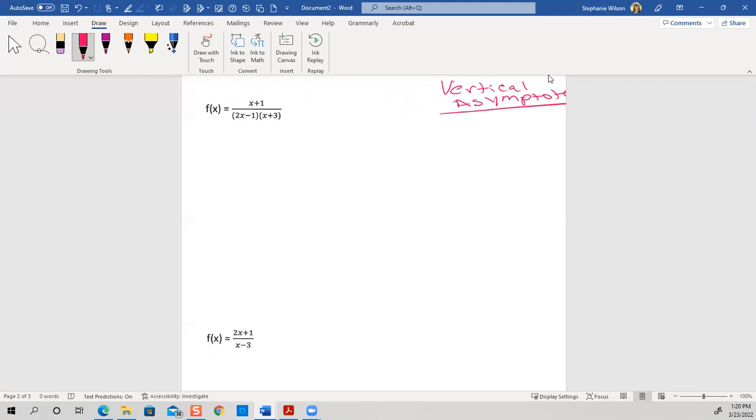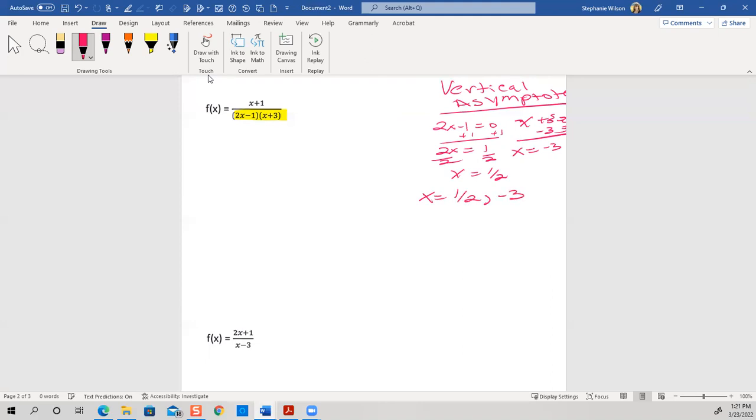Okay, to do that, we have to look at the denominator. So what I'm going to do is take each part and set it equal to 0 and solve. I get 2x equals 1, divided by 2, x equals 1/2. Let's subtract the 3. Now I get x equals -3. So my vertical asymptotes are at x equals 1/2 and -3.